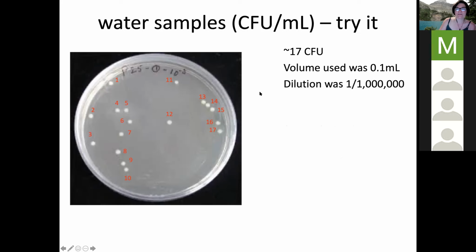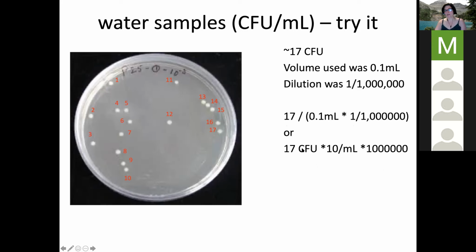And then in this new example, where we got 17 CFUs after taking 0.1 mils of a 1 in a million dilution, we can either take our CFUs divided by the volume times the dilution factor, or we can take 17 CFUs, multiply it by 10 because we know we took 1/10 of a mil, and multiply it by 1,000,000 because we know we diluted it 1,000,000 times. Either way, we get this answer.